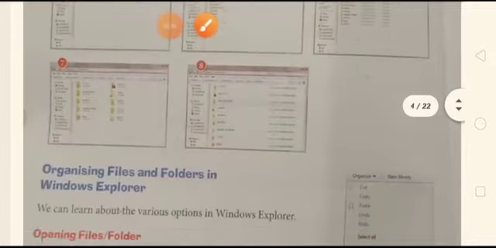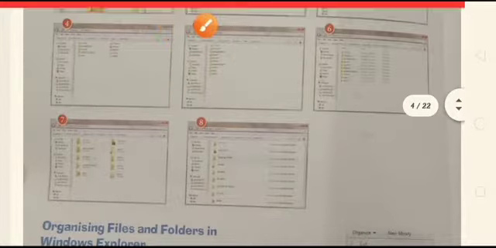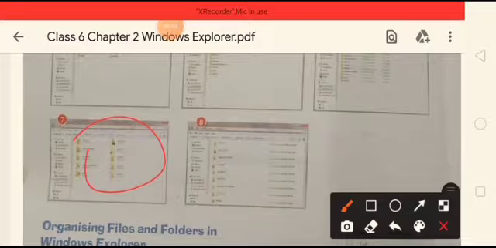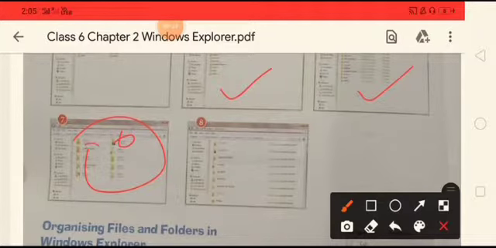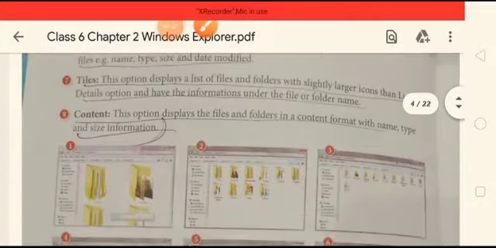See, this is the type of tiles view. These have slightly larger icons than the list and details, and have the name of the file or folder written there, and some information related to that file and folder.